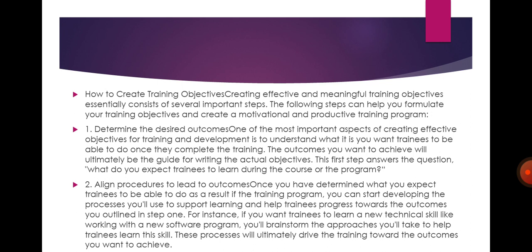Number 2, align the procedures to lead to outcomes. Once you have determined what you expect trainees to be able to do as a result of the training program, you can start developing the process you will use to support learners and help trainees progress toward the outcomes you outlined in step 1. For instance, if you want trainees to learn technical skills working with a software program, you brainstorm the approach you will take to help trainees learn these skills. This process will ultimately drive the training towards the outcome you want to achieve.